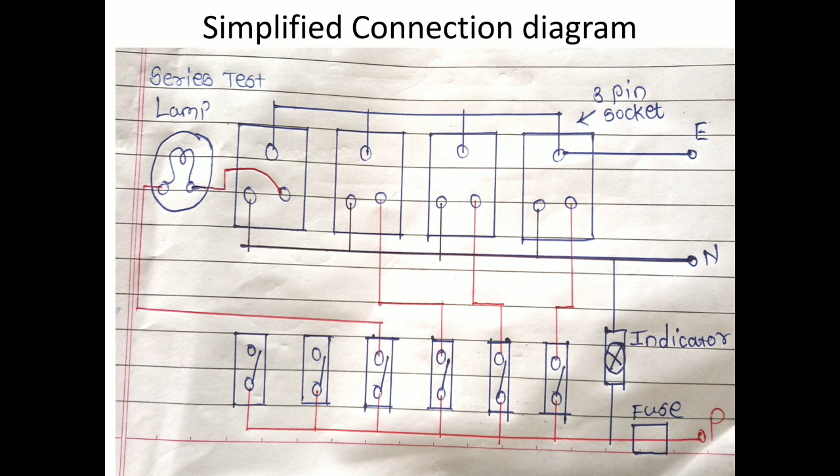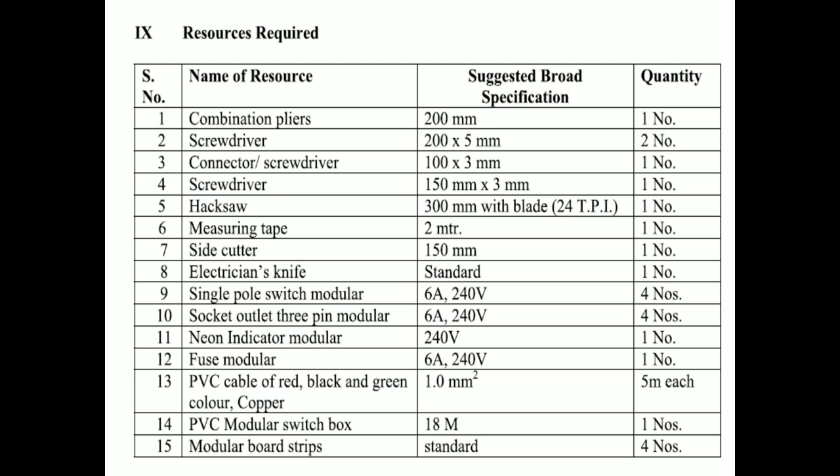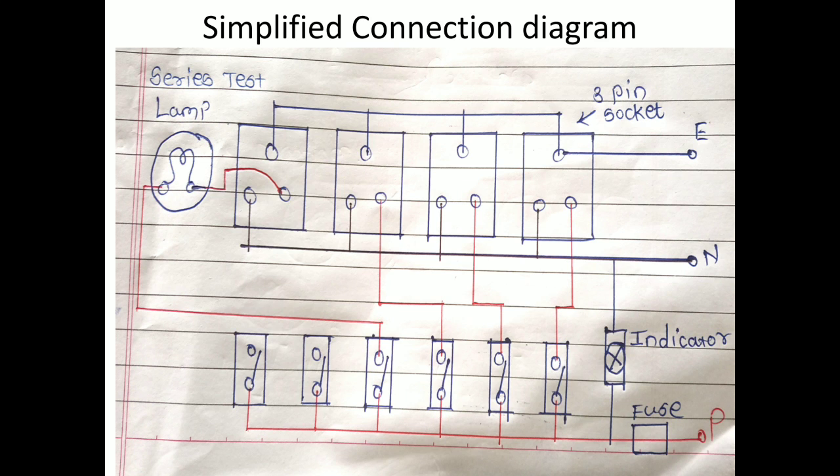Another simple connection diagram is here, a simplified connection diagram. As per that connection diagram, here also a phase is used at the bottom of the right side. Phase is connected through the fuse, and the indicator is nothing but the bulb. The indicator is given the phase supply and neutral supply also. Then phase is connected to every switch.